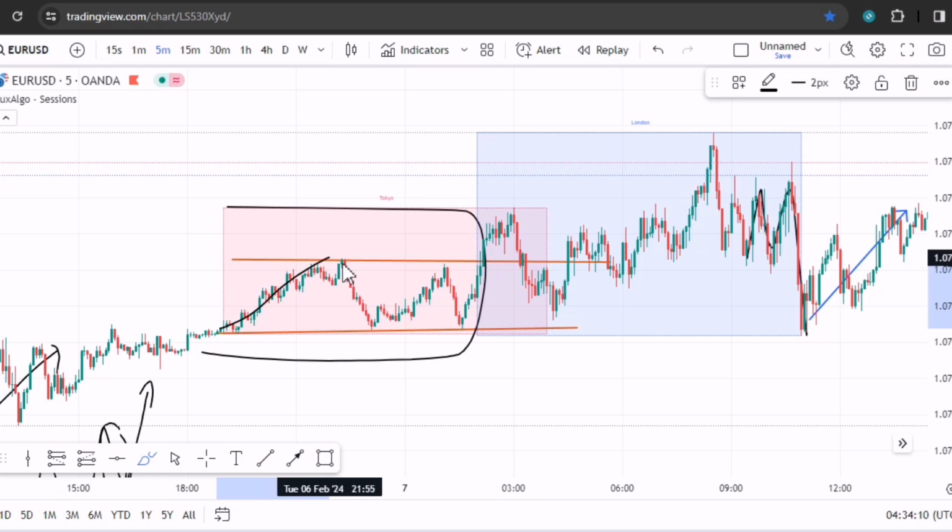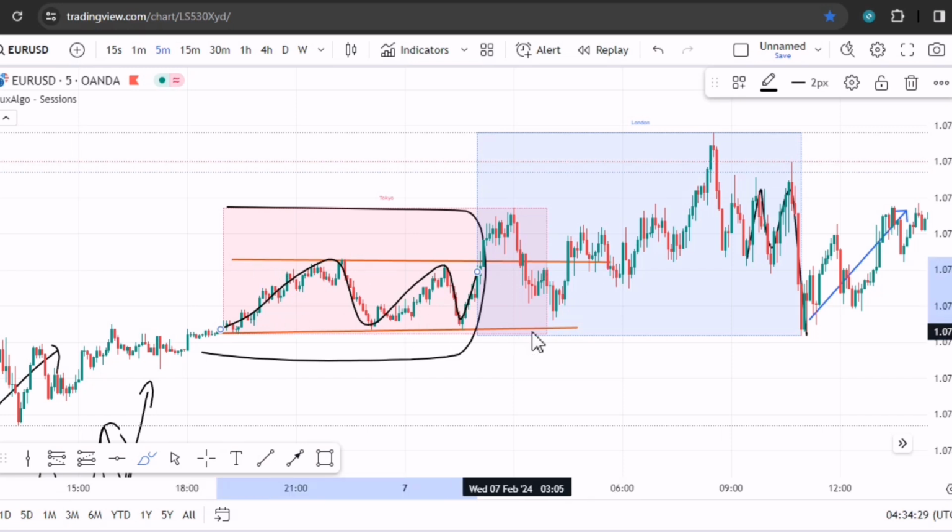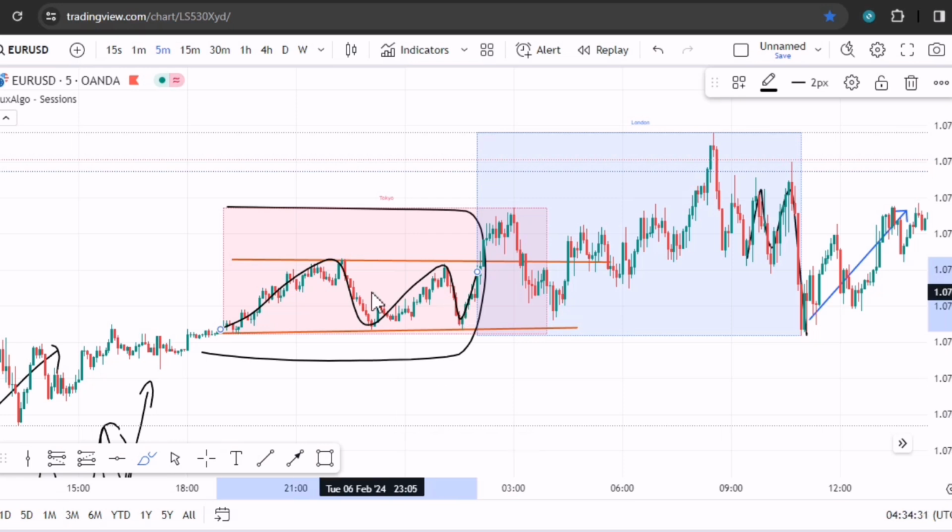Right here where price was moving, you just want to draw two trend lines that are going to put price in the middle. You don't have to be perfect, okay? Just find your averages. Right here, I drew the trend line there and there. And once you've drawn these trend lines, you wait until the end of the Tokyo session.